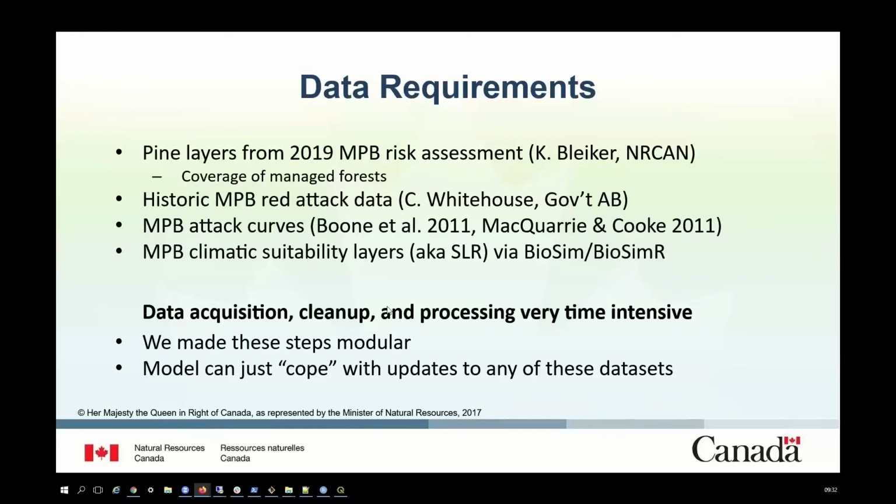Now, data acquisition, cleanup, and processing can be very time intensive. That certainly was the case here. In order to make this workflow as smooth as possible, we broke up each of these steps into modules. So there are separate components that can be run individually, and this allows us to update any of those data sets. When we started this model, back in 2014-ish when I started my postdoc with Eliot, we only had data up until that point, but every year as we were working on this, we were able to quickly accommodate updates to data sets over the years.